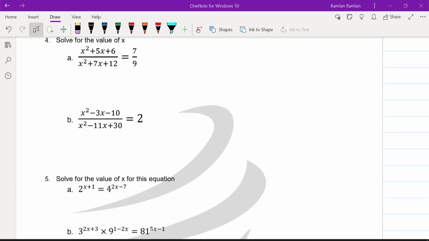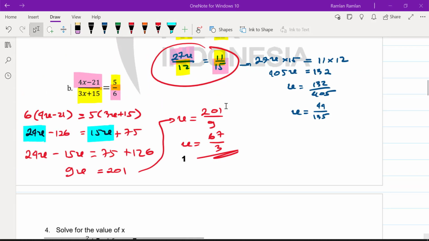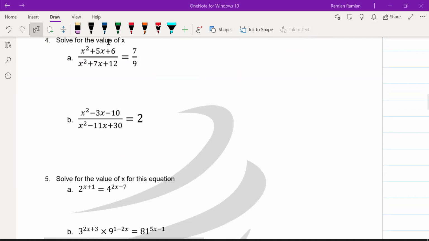Okay, so for number 4, solve for the value of x. Actually, it's the same concept as this one. So for this one, we can do it like this, guys. Remember, we can factorize quadratics. For example, if I have x squared plus 5x plus 6, that can be factorized as x plus 2 times x plus 3, right?